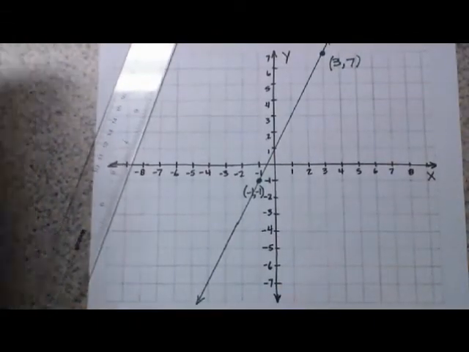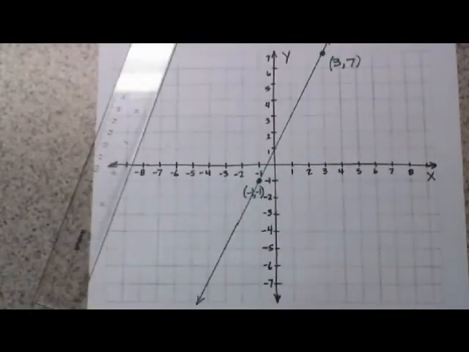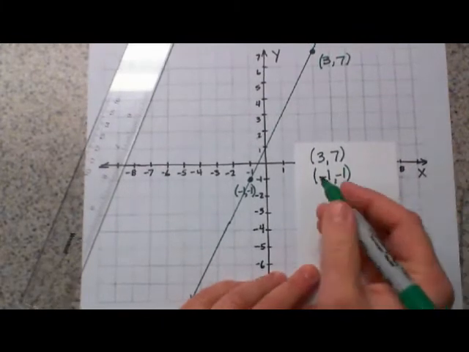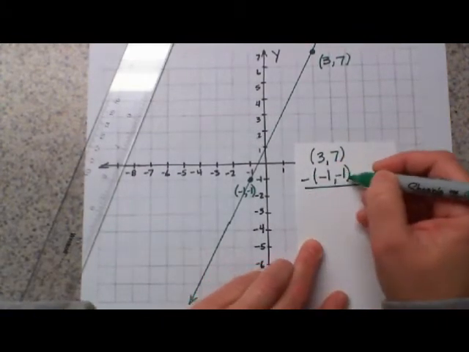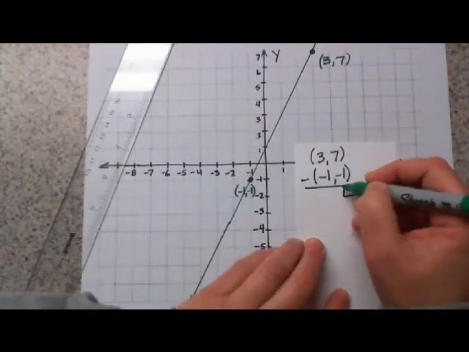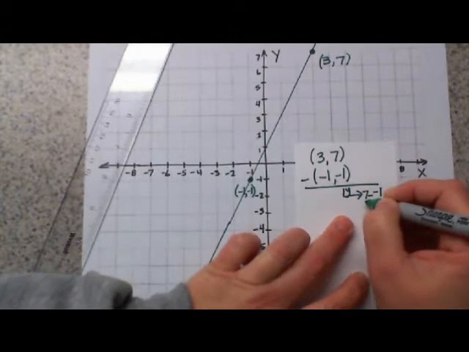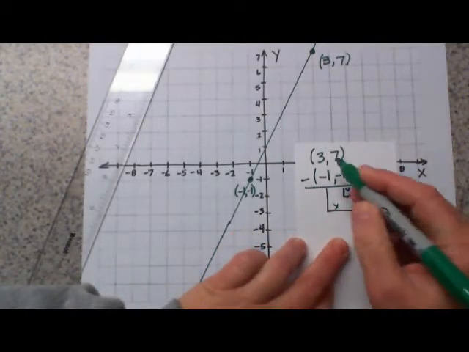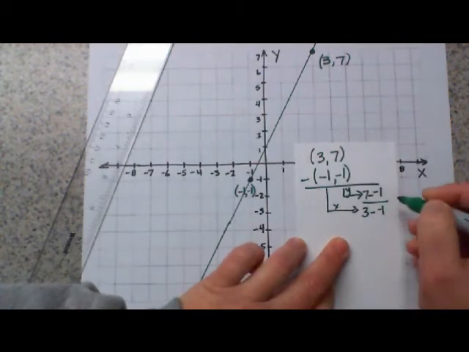Okay, now we need to calculate the slope. Step 3 was to calculate the slope. Using the method we already know how to do, subtract second point from the first point. Change in y is 7 minus a -1. Change in x is 3 minus a -1.